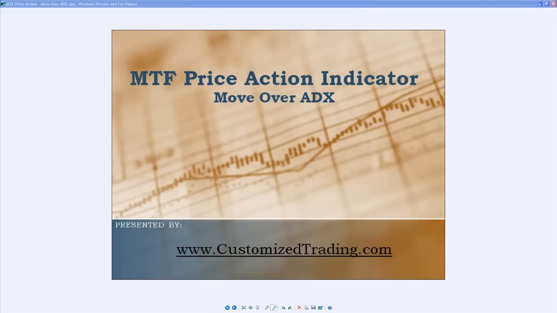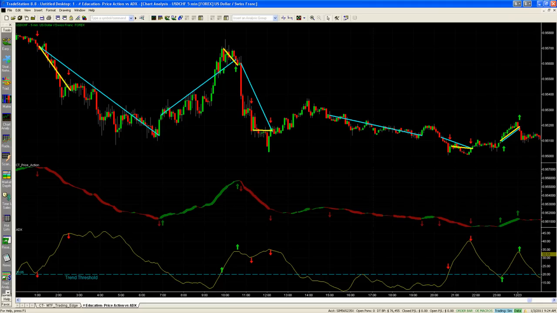Welcome to our webinar on the multiple time frame price action indicator, move over ADX. The reason why we think it's time for ADX to be trashed and forgotten about is that price action is so far superior. It doesn't have the lag, it's much more accurate, it has much more information, and ADX just is not an effective indicator. So we want to show you why the price action indicator is such a superior item.